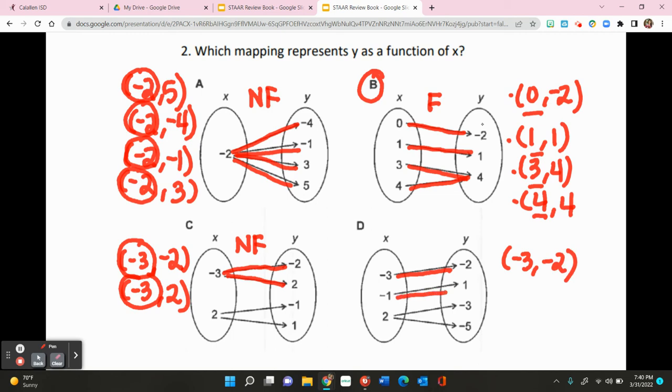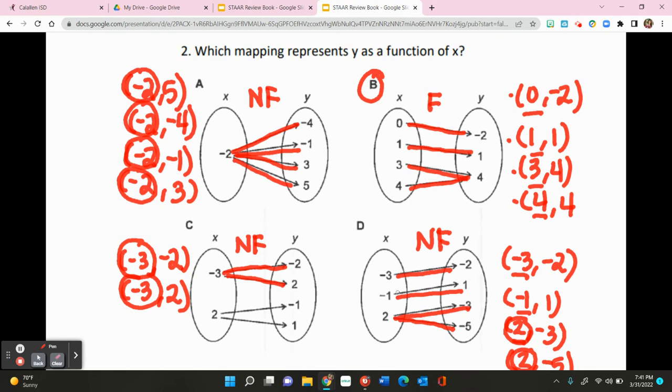I have -1 being paired with 1. I have 2 being paired with -3. And I have 2 being paired with -5. So when you look at your x values, you have -3, -1, 2, and 2. Here we see that our 2's repeat, making this not a function. And again, you can recognize that this is not a function because you have 2 lines coming from one x value.